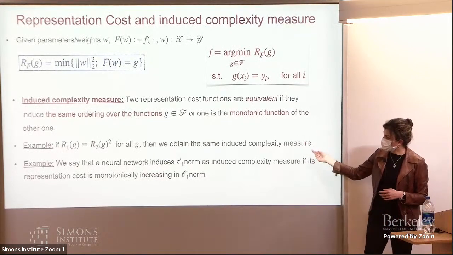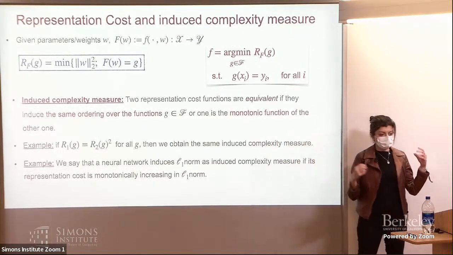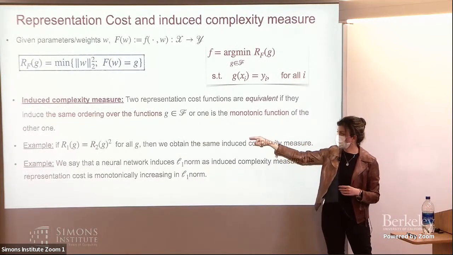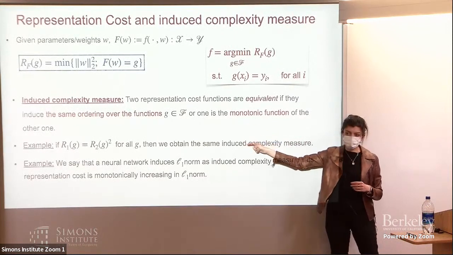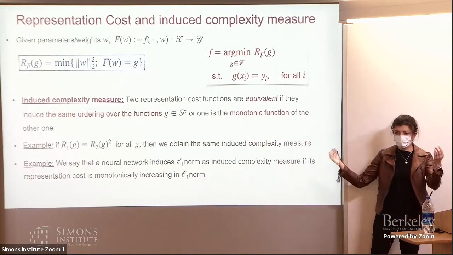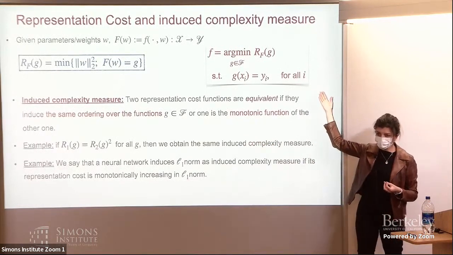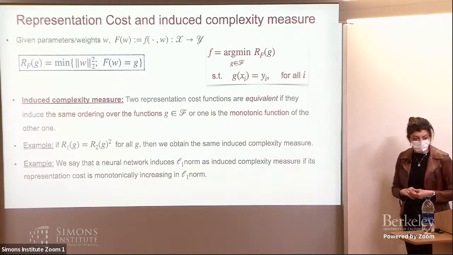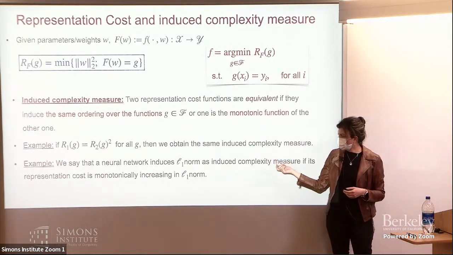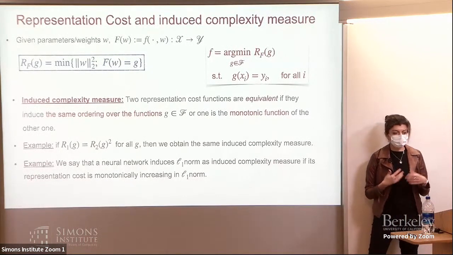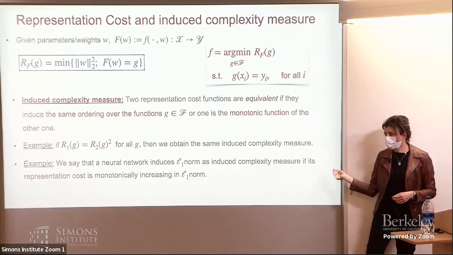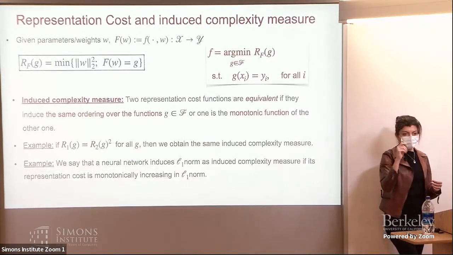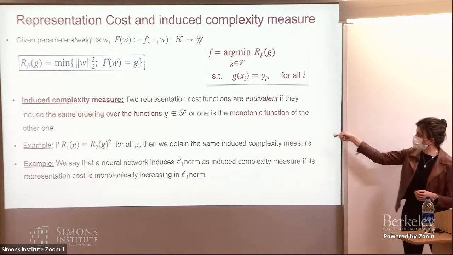So these are two examples. If you have two networks where the representation cost of G in one is equal to the representation cost of G in the other to the power of 2 for all G's, then the output of these two networks will always be the same according to this formulation. And the other is that we say a neural network induces the L1 norm as its complexity measure if the representation cost is monotonic in L1. So all I want to say is that representation cost is only important up to this equivalence of monotonic functions.